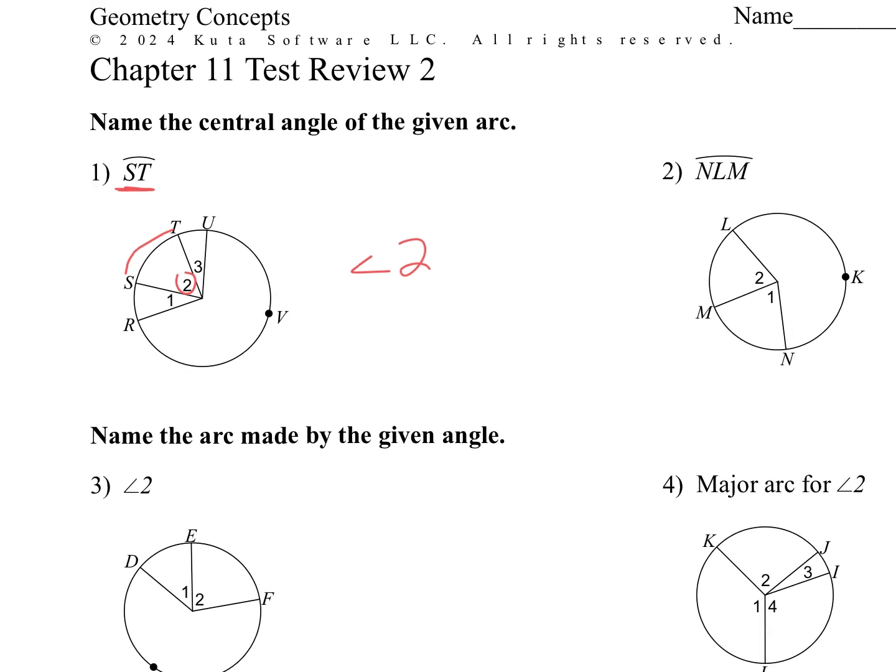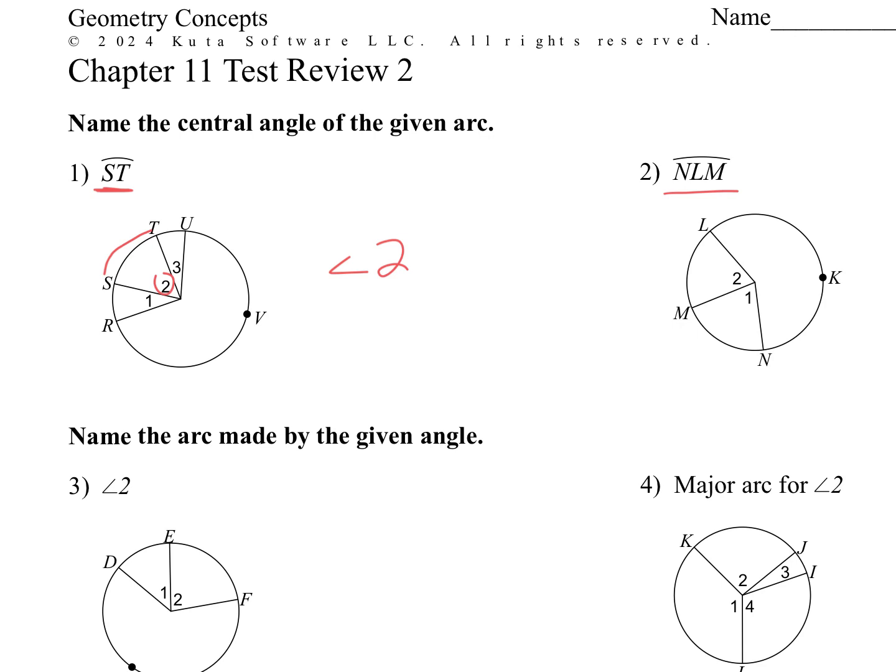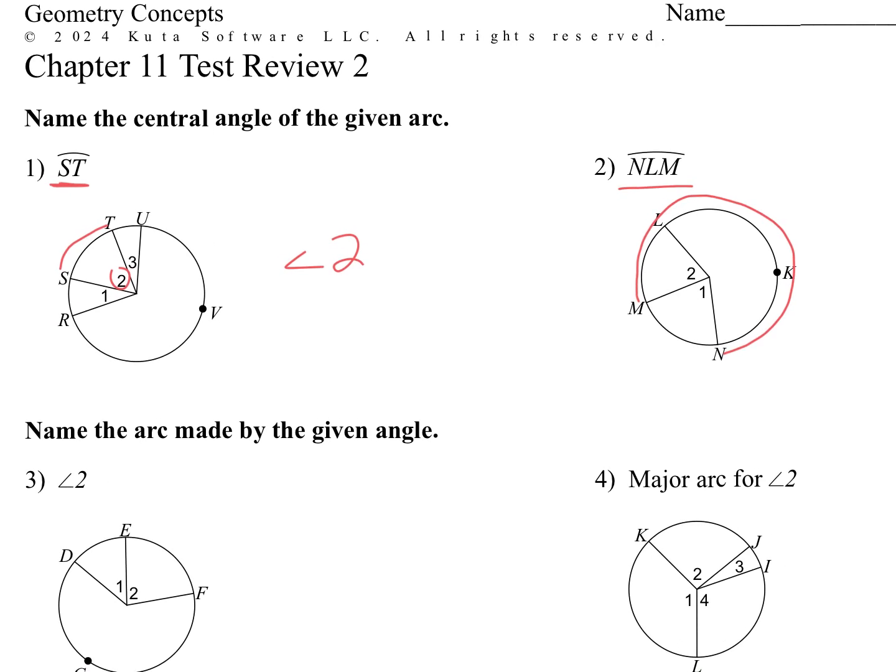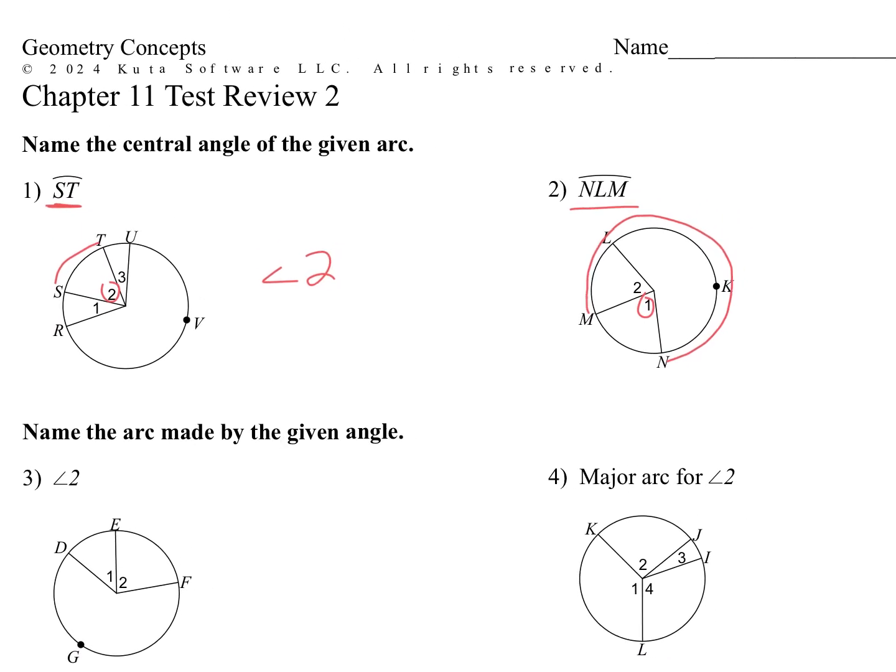On number 2, is this an arc or an angle? It's an arc. Is it major or minor? Major. Okay, is the order of how you draw it important? Yes. So start at N, go find L, and then end at M. What is the central angle of that major arc? It is 1. Why do major arcs go opposite? Is 2 looking very central? No. And is there anything right here? No. Okay, so remember, major arcs go opposite.